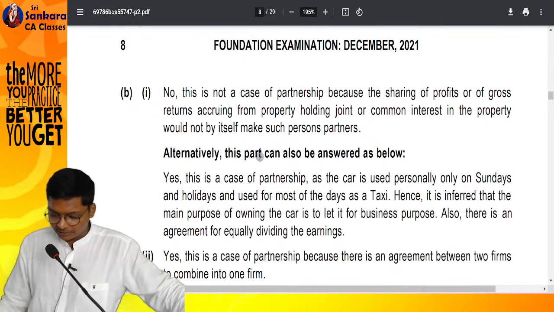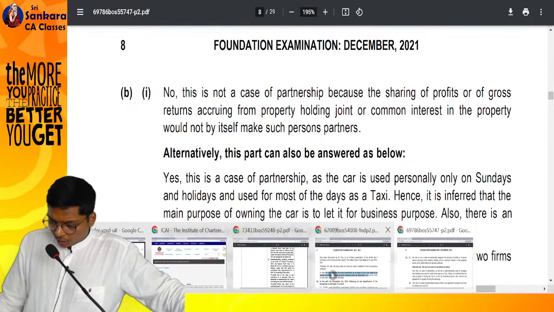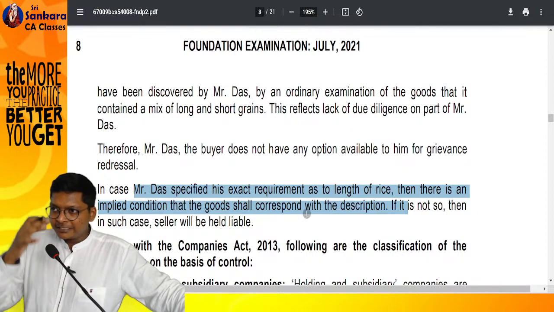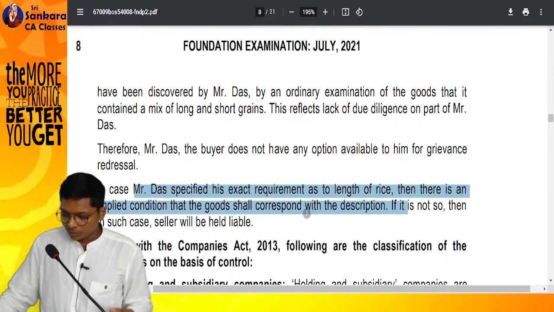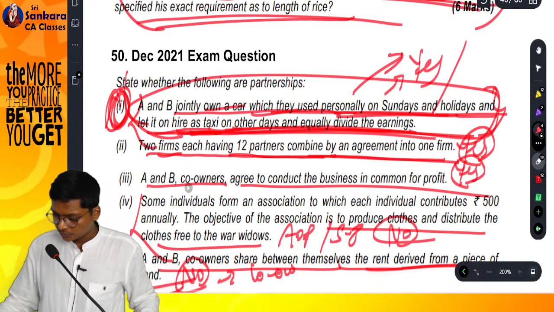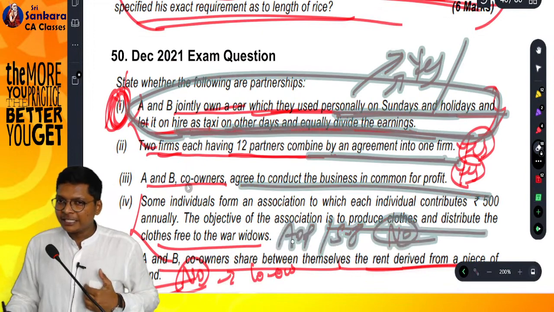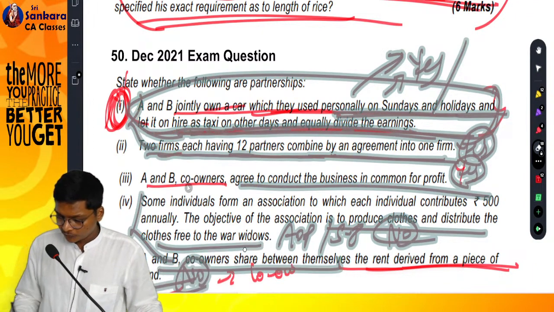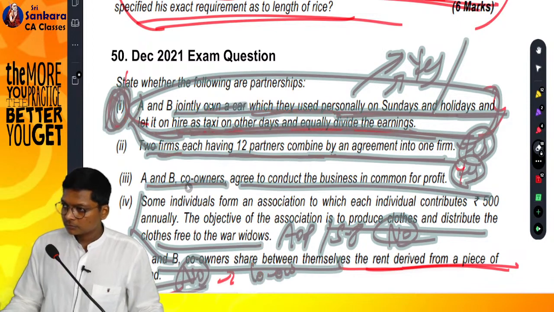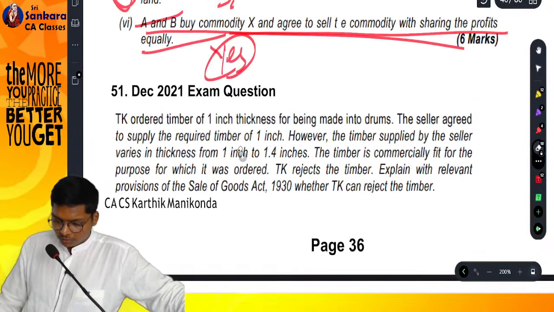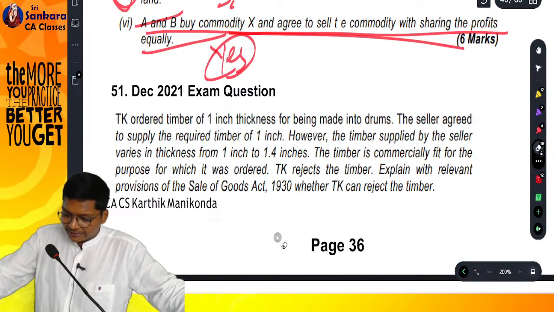Are you able to follow, guys? Honestly, I didn't know which one to write. Yes or no. I have written one with my assumption. Okay. If it was me, I would have written co-ownership in the exam. Okay. Rest are fine. Next, 51. December 21. Read it quickly, guys.